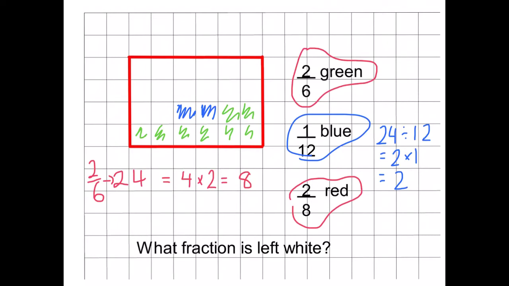And my last question, it's asking me to work out 2/8 of 24. So divide by the bottom, 24 divided by 8 equals 3. And then I have to multiply that by 2, gives me 6. So 6 of my squares are red. 1, 2, 3, 4, 5, 6. And my last question, I have to work out how many of the remaining squares are left over in white. Quick count, 6, 7, 8 of them are white.